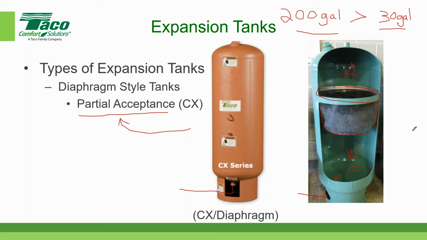So to replace the tank after, say, 15 years for a well-maintained system is not a big expense. So there's the three categories of bladder style tanks. We have bladder style full acceptance, bladder style partial acceptance, and diaphragm style. And the ones without the bladder are plain steel tanks. So that gives you a quick snapshot of what the tanks are all about.